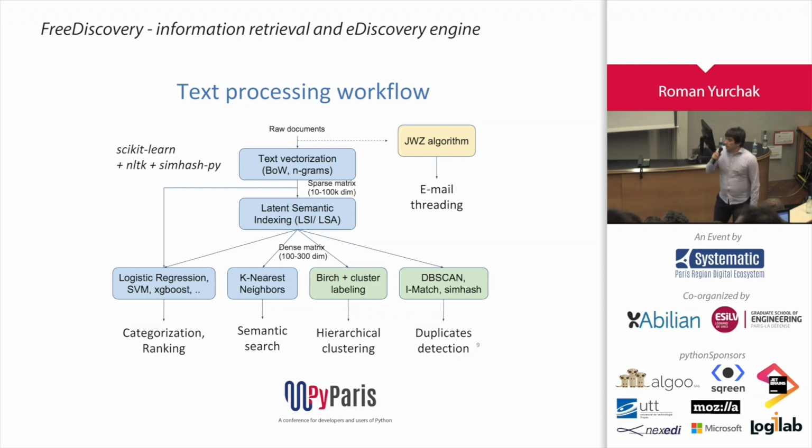So for instance, for categorization and ranking, we could use standard algorithms such as logistic regression, SVM, gradient boosting, etc. If we were looking for semantic search, we can just use nearest neighbors. We also do clustering, where we have a hierarchy of clusters and we try to find the most relevant words for each subcluster, so the most relevant keywords for each subcluster, and also duplicate detection.